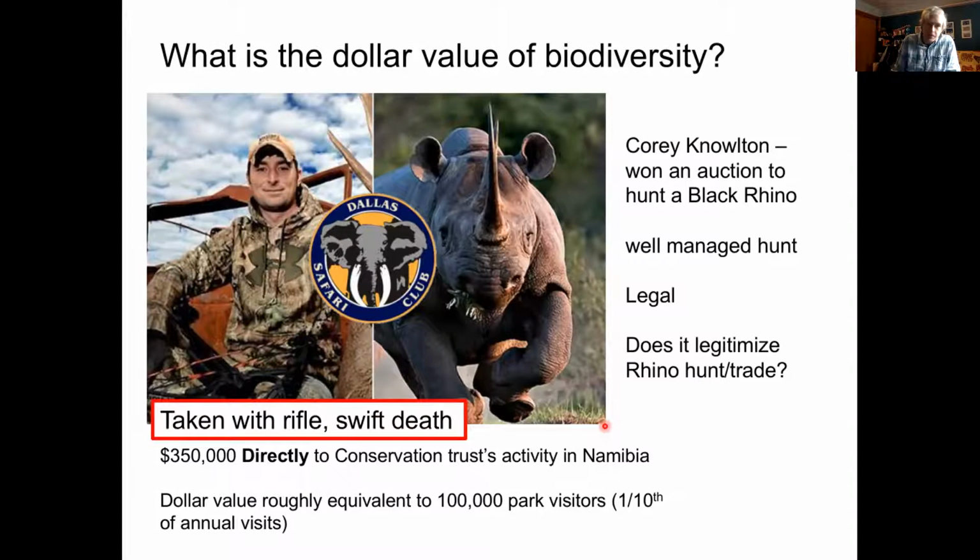In addition, this was a very well managed hunt. It was literally a person walked out with Corey Knowlton to find the exact rhino they were going to take, shot with a rifle, instantly dead. Okay, so morally it's a little bit better.